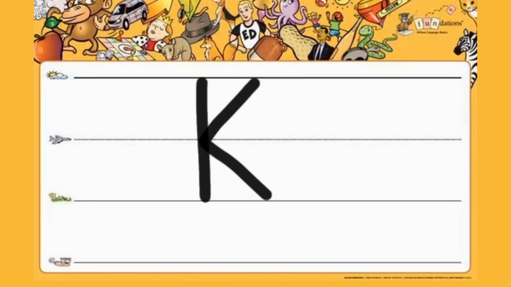For lowercase k, k is a skyline letter. It starts on the skyline. Point to the skyline, go all the way down to the grass line. Point to the plane line and leave a space. Slide over and touch your tall line and slide back to the grass line.